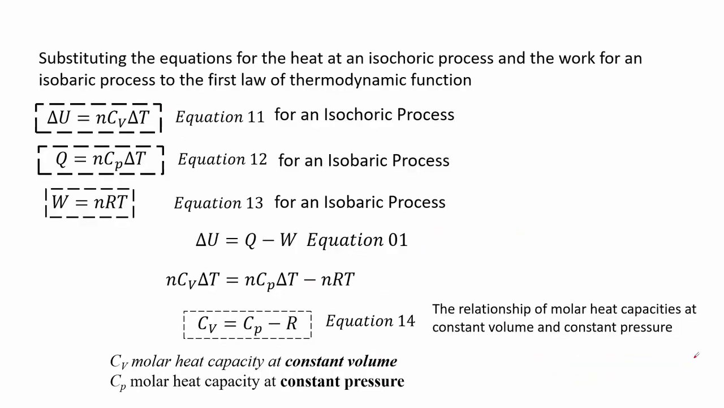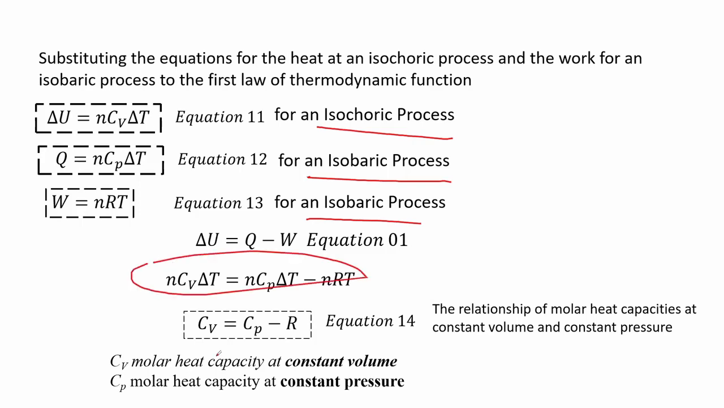Here we derive the relationship between the molar heat capacities at constant volume and constant pressure. Here we have the equations for the internal energy for an isochoric process, equation 11, the heat for an isobaric process, equation 12, and the work equation for an isobaric process, equation 13. Substituting these equations into equation 1, we get that the molar heat capacity at constant volume is equal to the molar heat capacity at constant pressure minus the gas constant, shown in equation 14. This equation shows the relationship of molar heat capacities at constant volume and constant pressure.